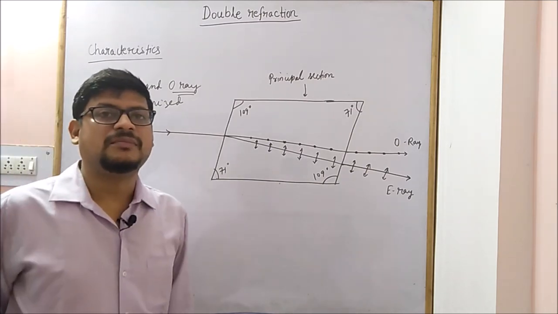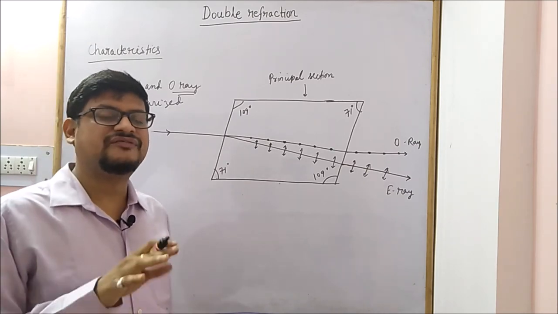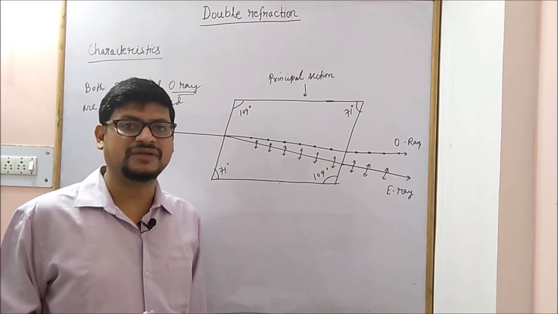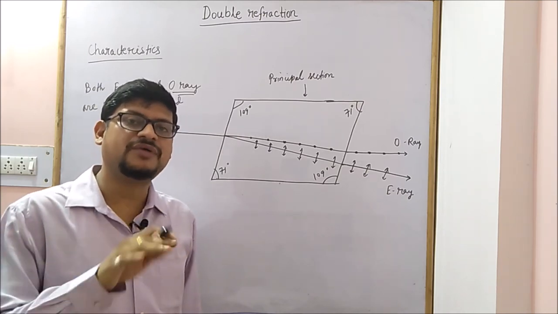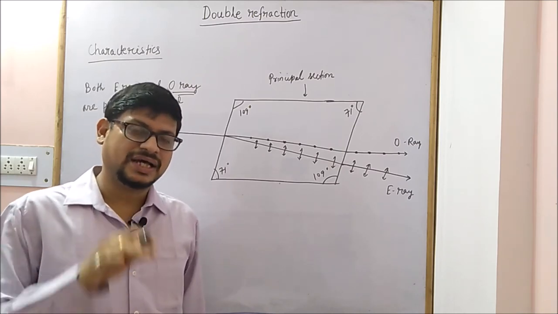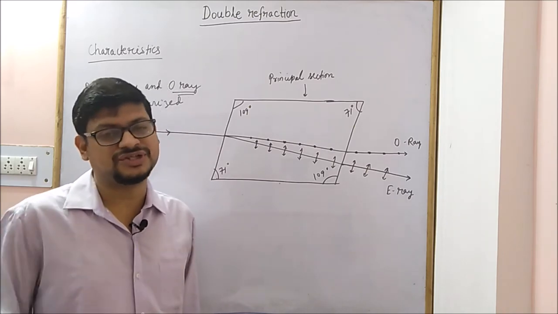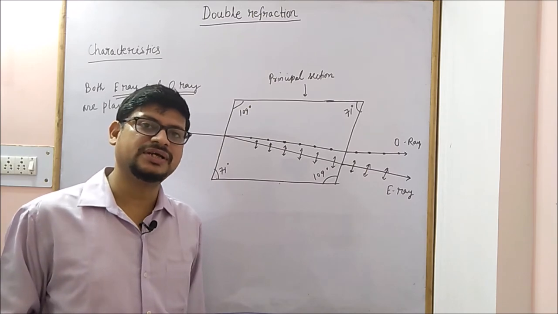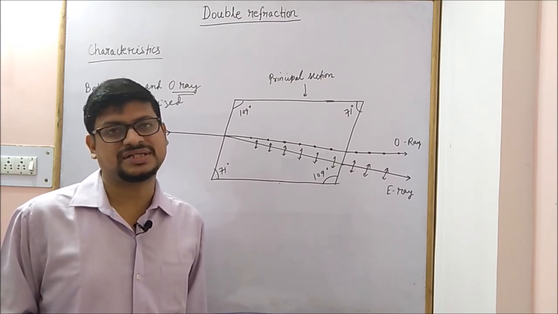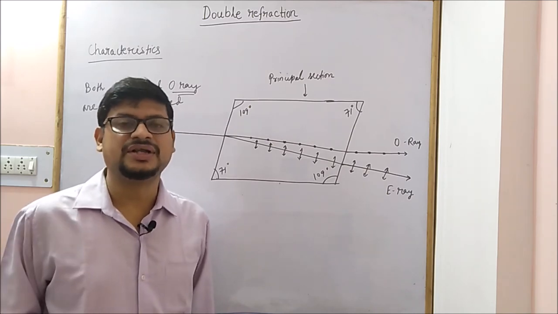That can be seen if there is an ink dot on a paper, and this double refracting crystal is placed on that ink dot, and that crystal is rotated along an axis perpendicular to the paper. Then we can see two images, one image being stationary, formed by the ordinary rays being refracted, and that image is the ordinary image. And we also see another image which rotates along with the crystal, which is formed by the extraordinary ray.